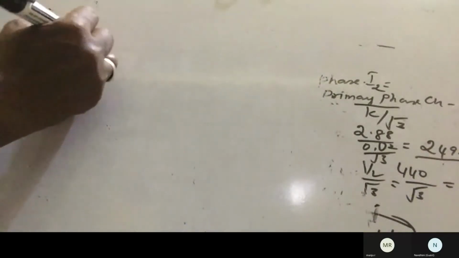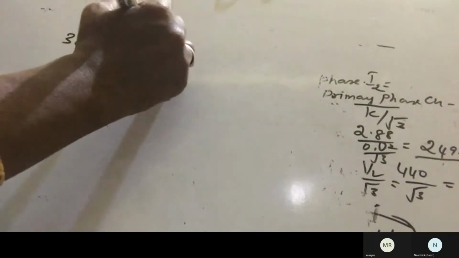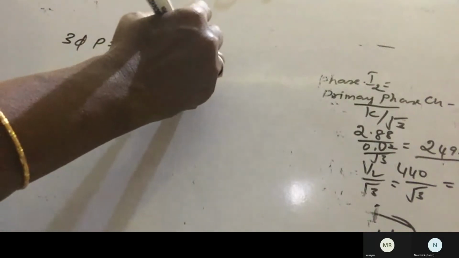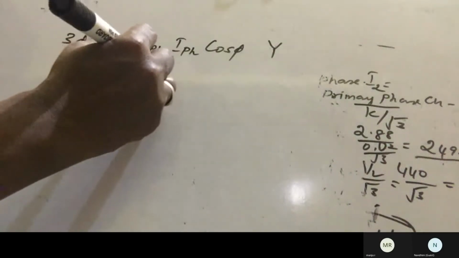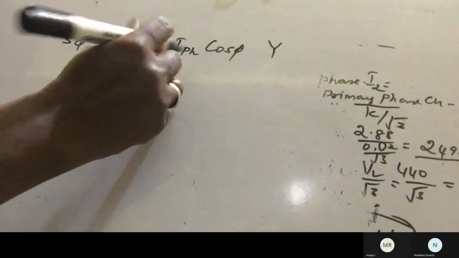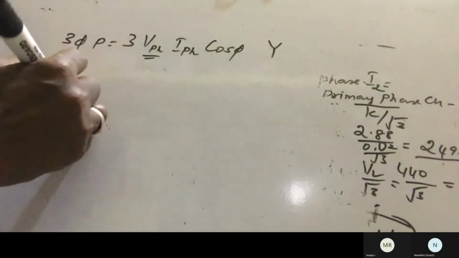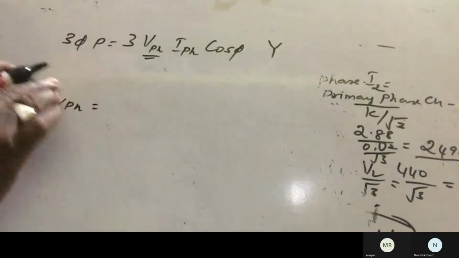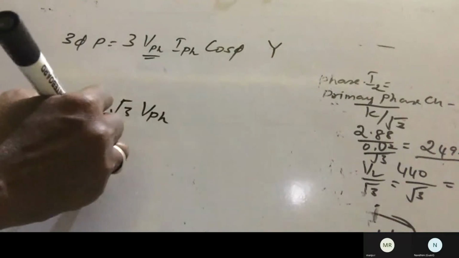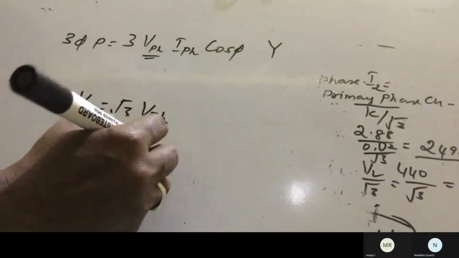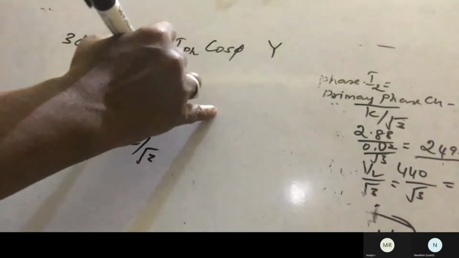Okay? So in three phase power, general power equals 3 V phase I phase cos phi. Now, if we take V phase in star, then VL equals √3 times V phase. So V phase equals VL by √3. Substitute it: 3 into VL by √3.